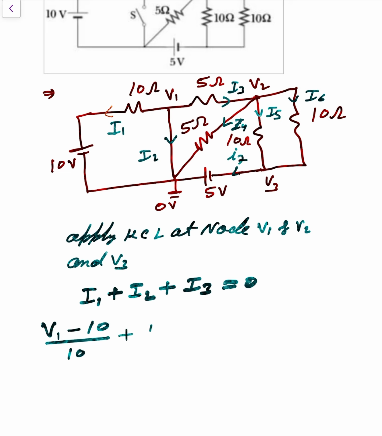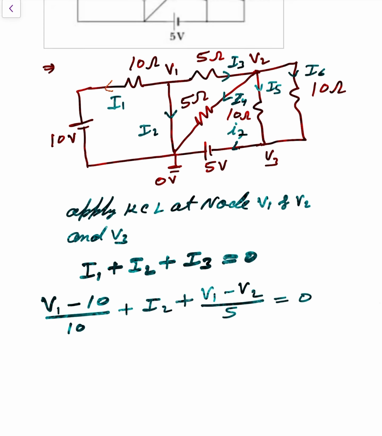What about I2? I don't know. What about I3? I3 is how much? That is V1 minus V2 divided by 5 ohm. That is 0. Clear or not? Okay. Now, that is equation number 1. Now, apply KCL at node V2. That is I2, incoming current I2, outgoing currents I4, I5, and I6.